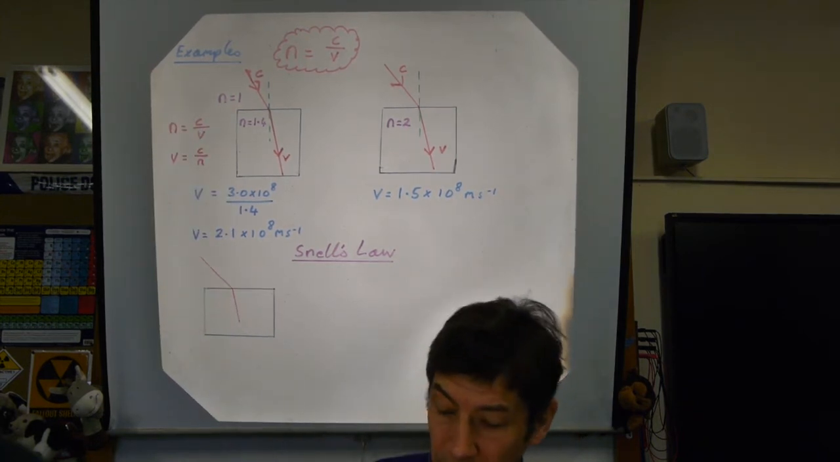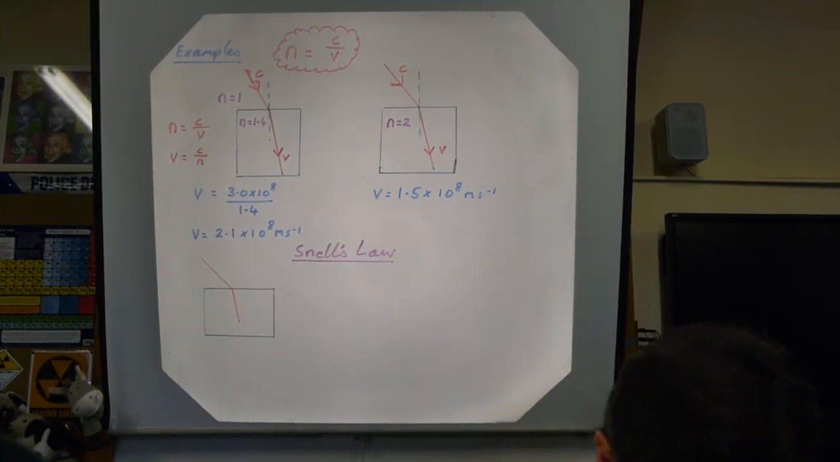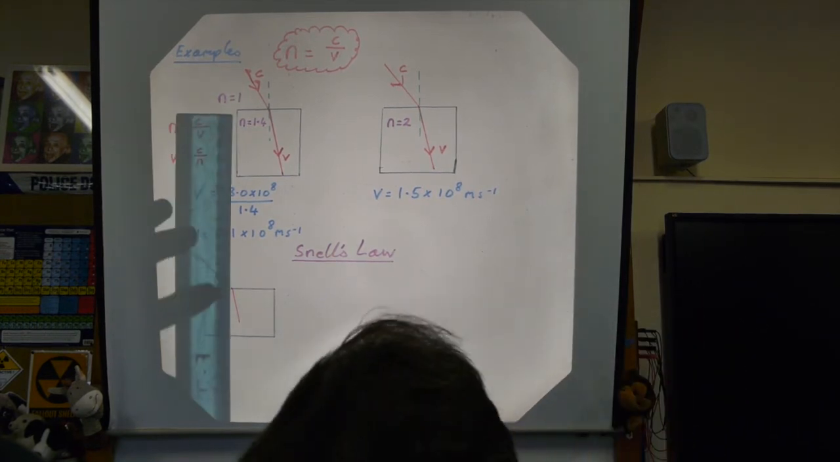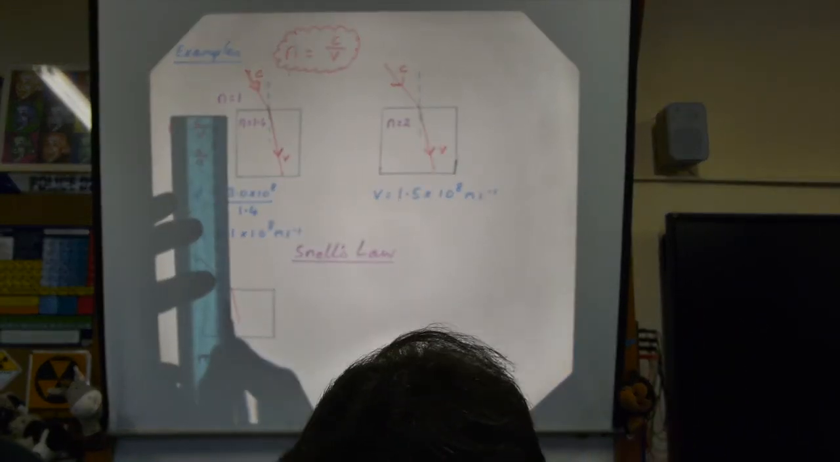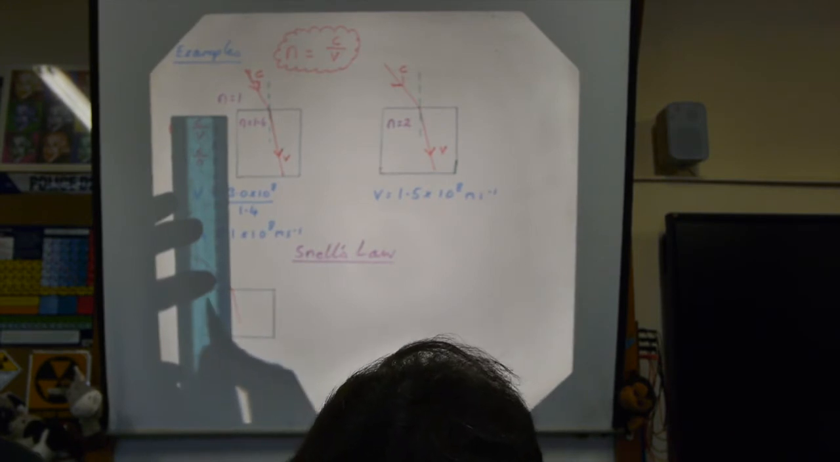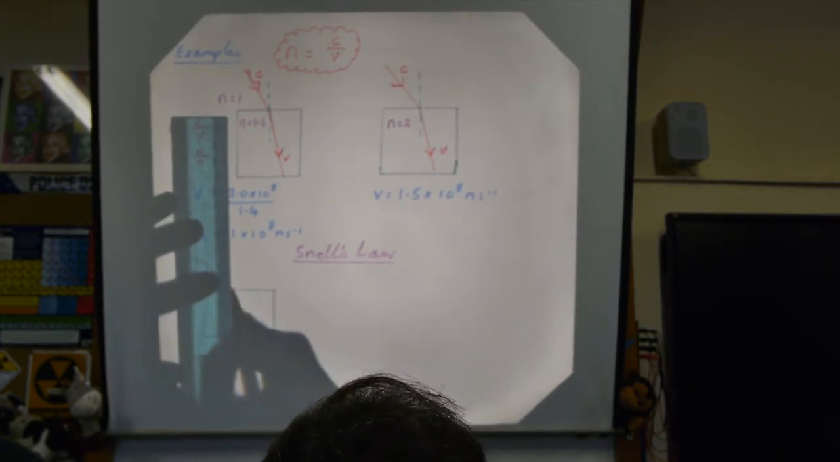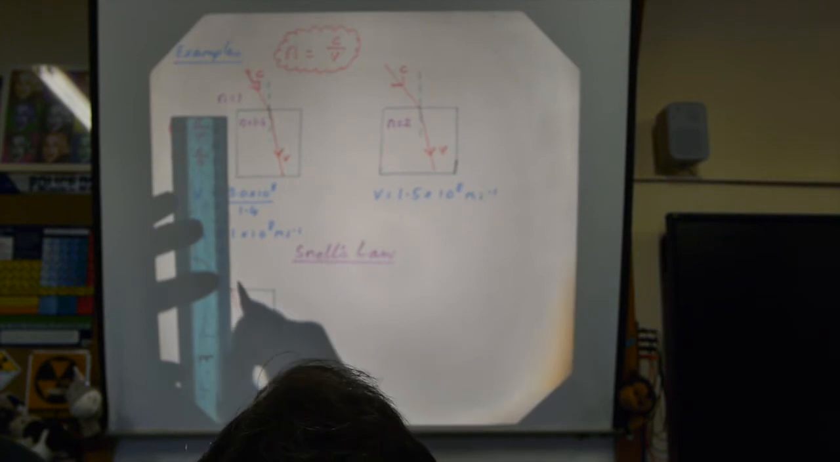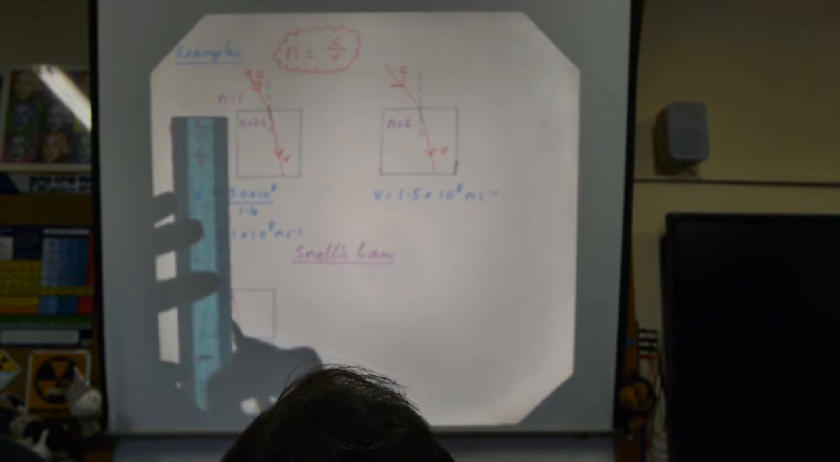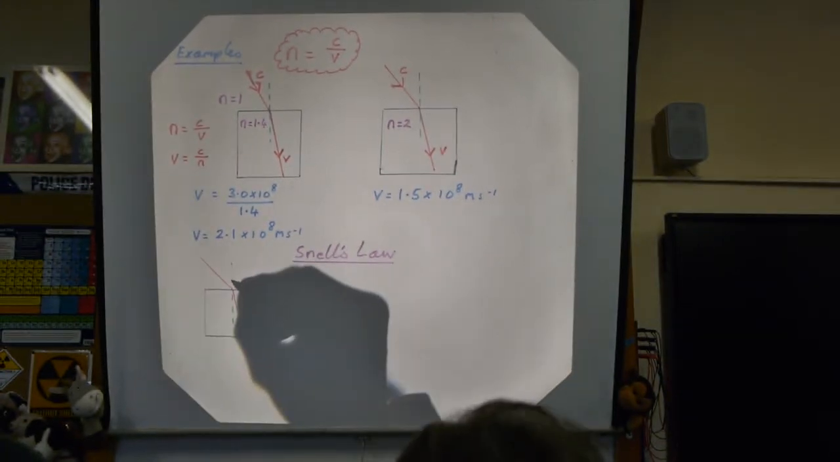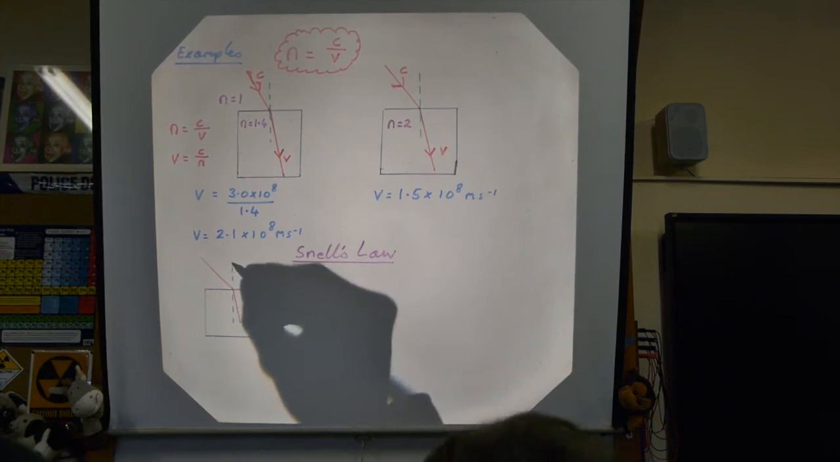Okay, so there's the light ray, and I'm going to put the normal on because we're going to need this now, because we're going to have to measure some angles. So find where it hits the surface, find 90 degrees to that point. So that is the normal to the surface. I'll just ink that in a little bit better.